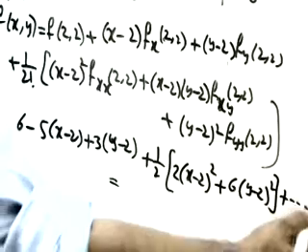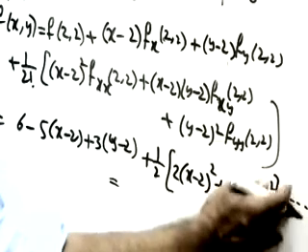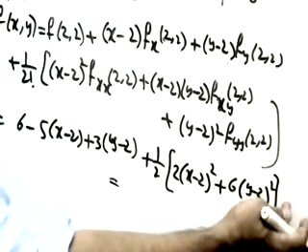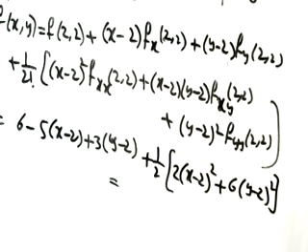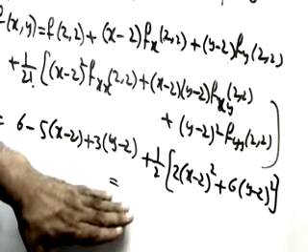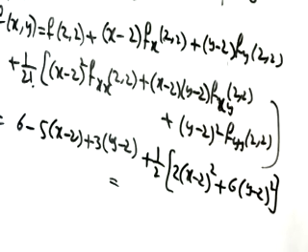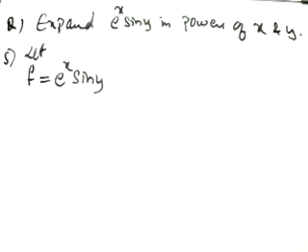Because there are no higher degree terms, we need not write plus 1 by 3 factorial. If we were having higher degree terms, we could write them, but here it is finished. So this is the Taylor's expansion for the given question. Now you see the next question.